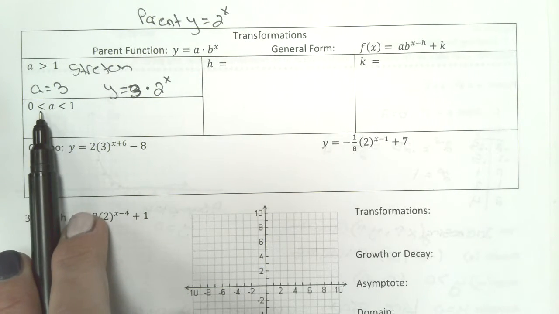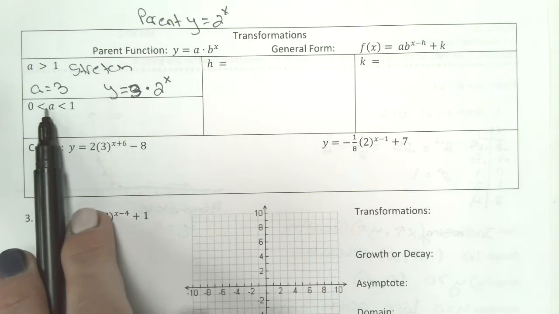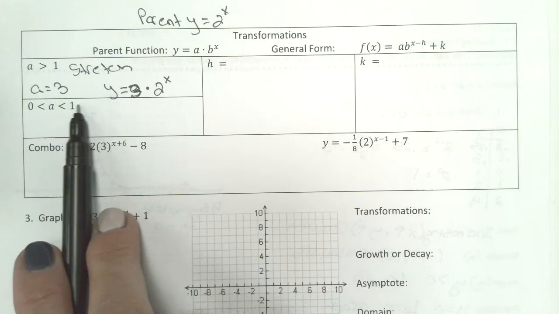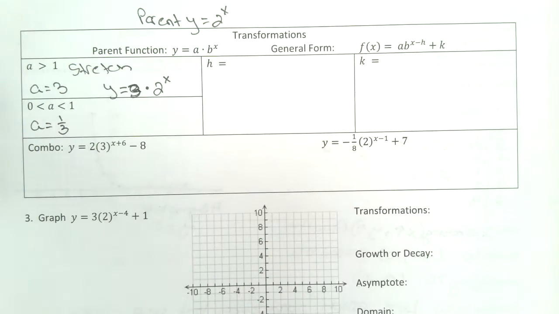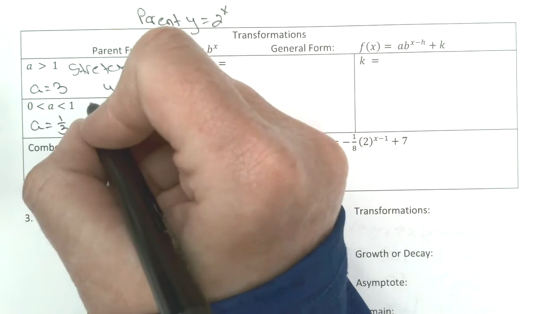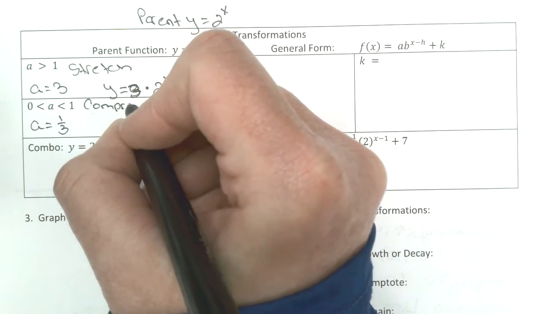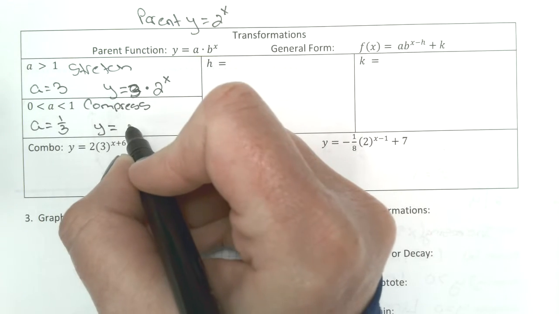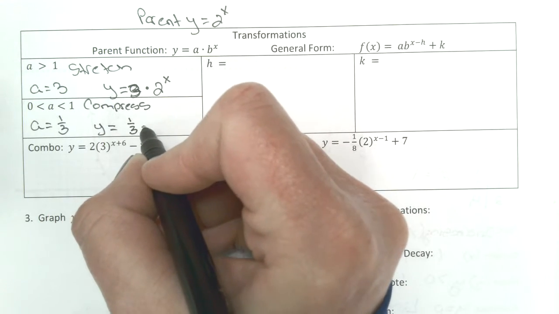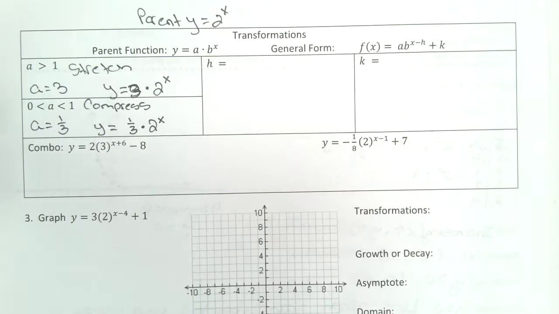If a is between 0 and 1, so a fraction like 0.5 or a half or a third or 3/4, anything along those lines. So let's say if a is a third, this is always going to make your graph compress. Maybe it looks like this: y equals 1/3 times 2 to the x.